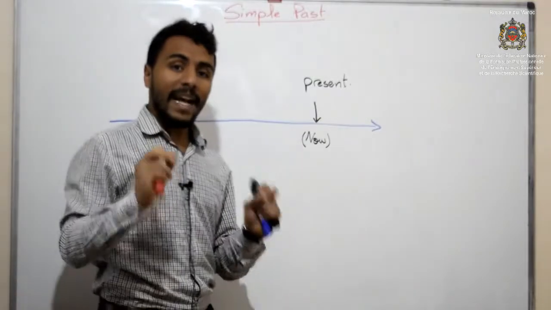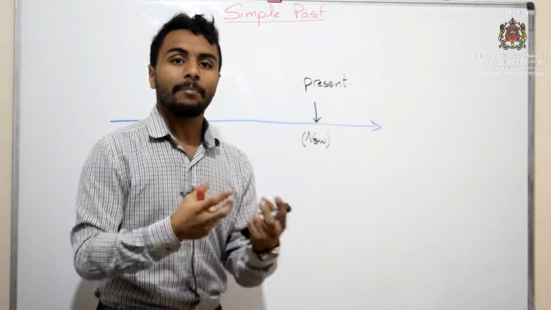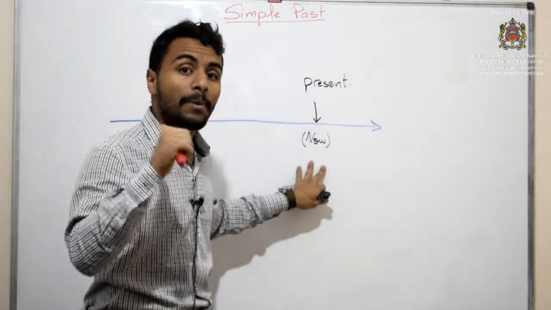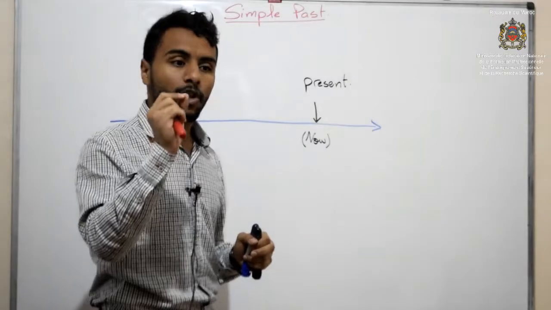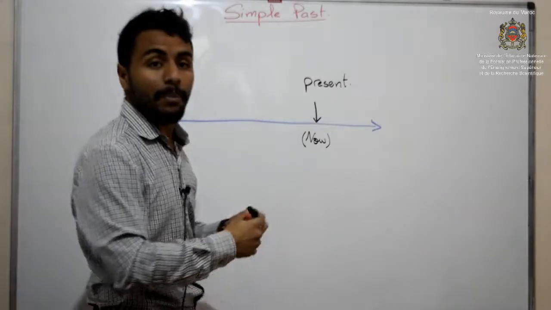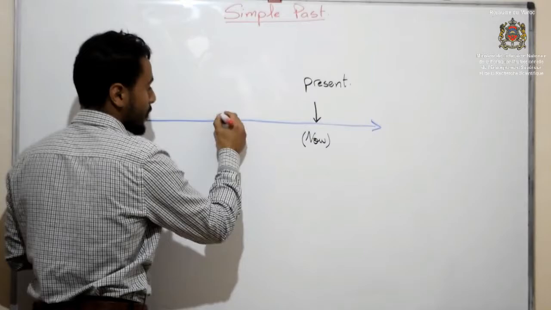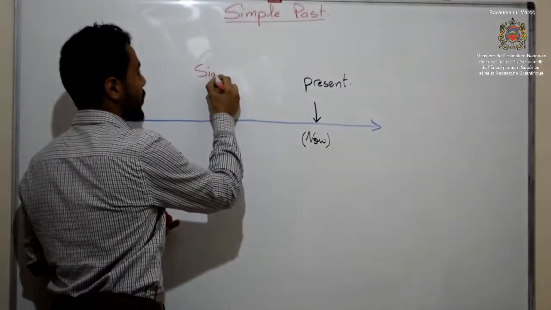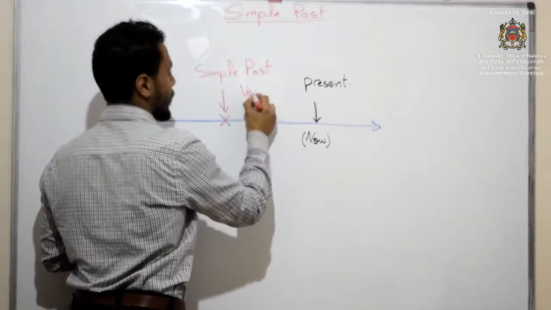Now, when we say tense, we also mean action. We also mean verb, something that happens. If it's happening now, it's the present. But if it happened before the present, it's the past. If the action is short, it happened and finished, then it's what we call the simple past. In a timeline, the action would be like this. Very simple. Simple past verb.